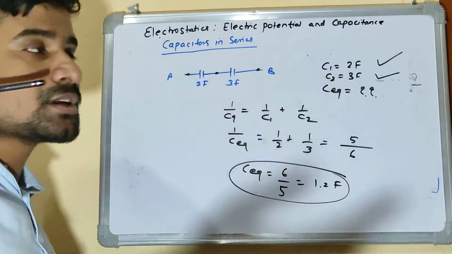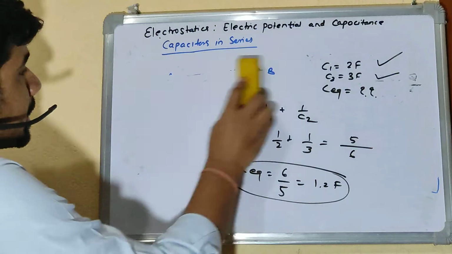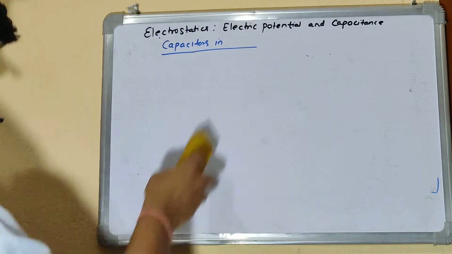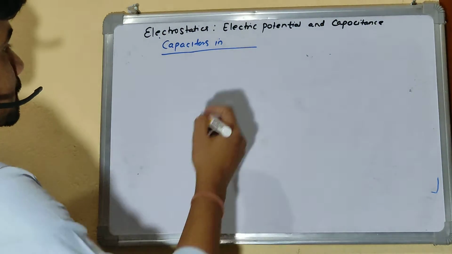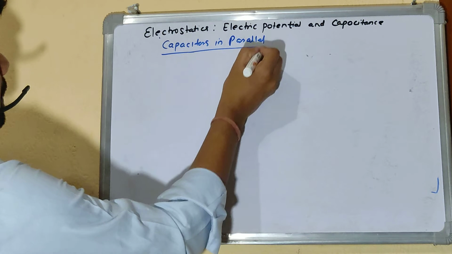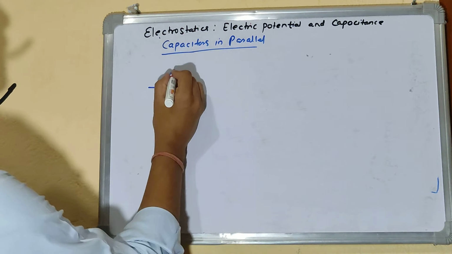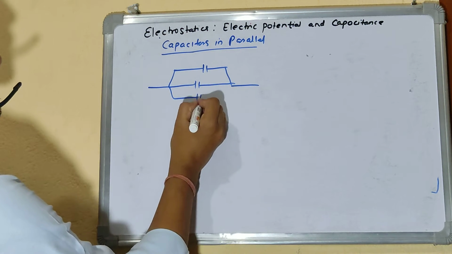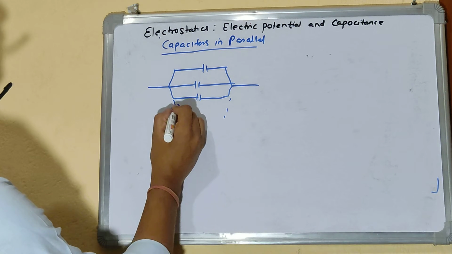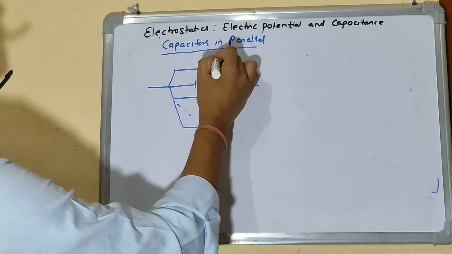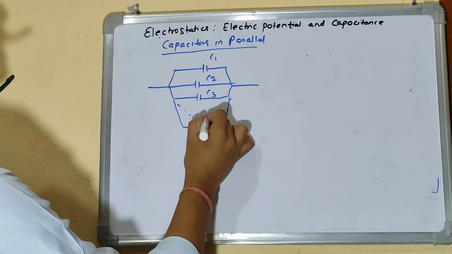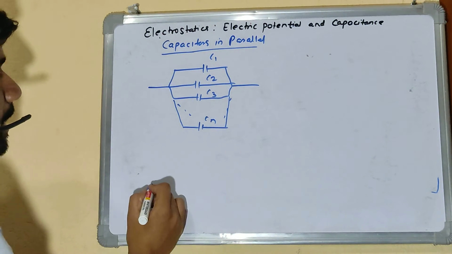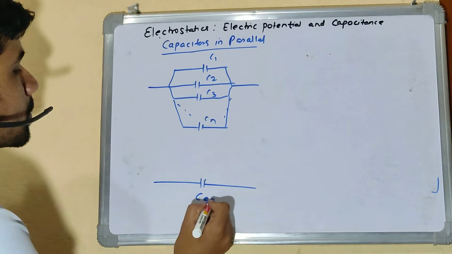Okay. Now let's talk about another case, which is parallel combination. Now we will talk about capacitors in parallel. Now let's draw a diagram which will connect capacitors in parallel. This is one capacitor, another capacitor, third capacitor, and we have something till n capacitors. So this is C1, C2, C3 till Cn, and we need to convert this system to an equivalent kind of system, which is again CEQ.